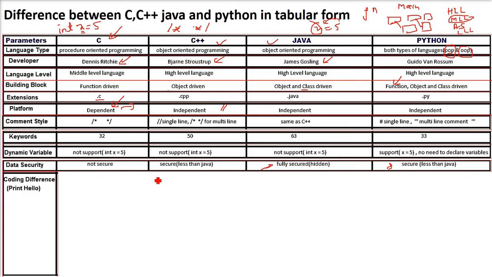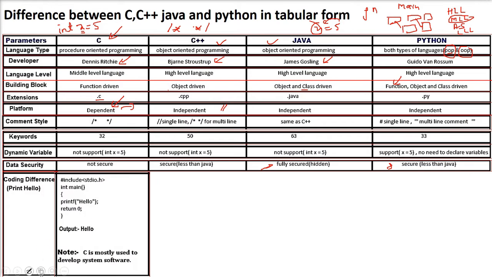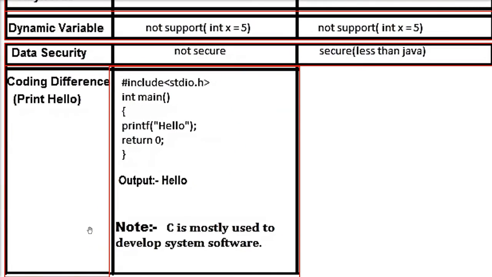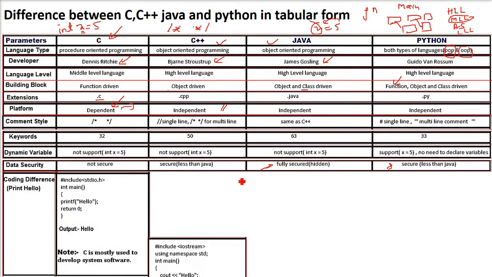Now let us see a coding difference, how the coding will be done. In C, this is just a hello program. C is mostly used to develop system software. So we are using hash include stdio.h, which is the include file. Then we have int main, printf is used to print hello, and return 0. The output will be hello.